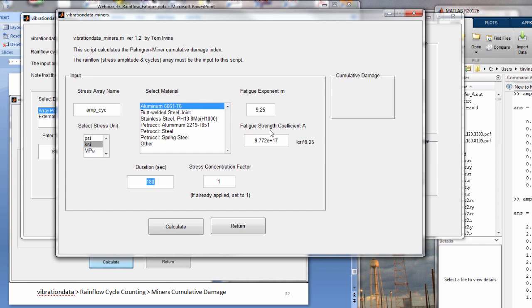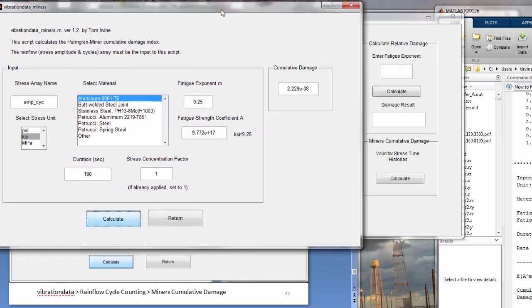And we have the fatigue strength coefficient A, in units of KSI raised to the power of 9.25. Now we already have our stress concentration factor applied. So instead of typing in 3 here, which is the stress concentration factor, we're going to type in 1 because we've already applied that in our stress time history. Now our cumulative damage is not going to depend on duration, but the cumulative damage rate will. So let's see what our cumulative damage is. And that comes out to 2.229 e to the minus 8.